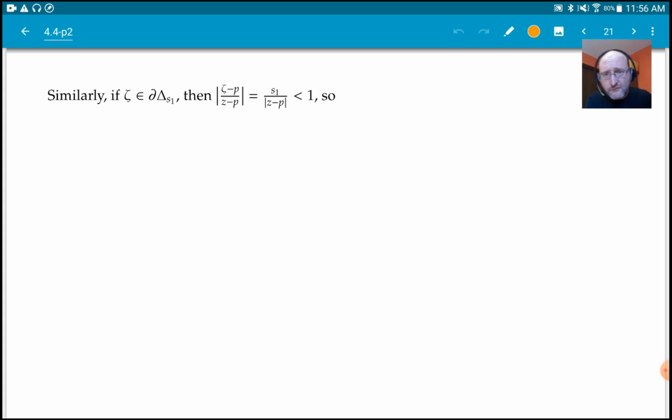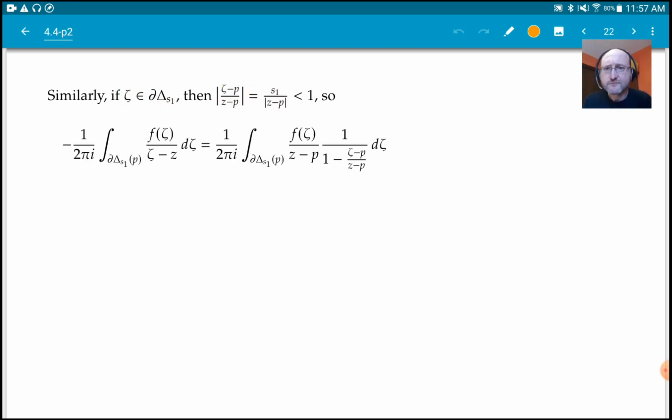All right. So now let's look at the inner circle. Let zeta now be on the inner circle. Now we want to look at this guy. The distance between z and p is bigger than S1. That's why I'm looking at this term: S1 divided by the absolute value of z minus p. That's always less than 1. That's the geometric series that I want. And it turns out I can't do that without this minus sign. So if I take minus this integral, that's the thing that I'm going to be adding to the previous thing.